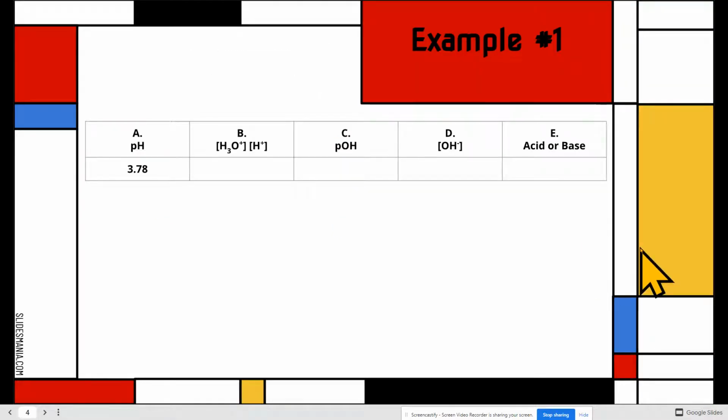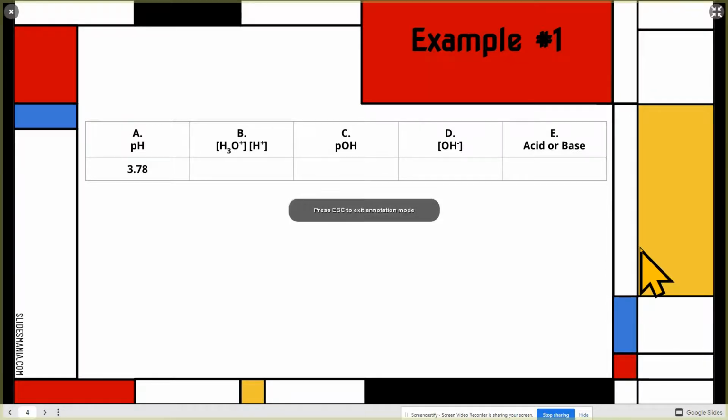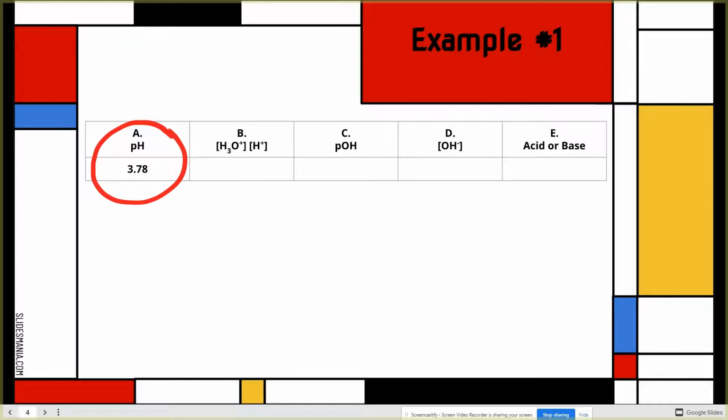All right, so let's take an example. Let's do this example right here. What if I have a pH of 3.78? What can I get from here? First of all, guys, you should know that the pH here is less than 7.